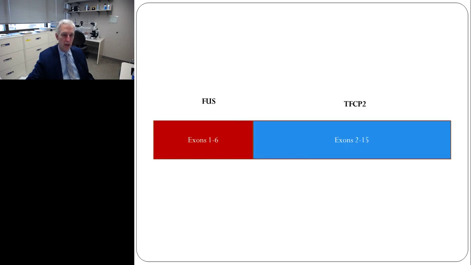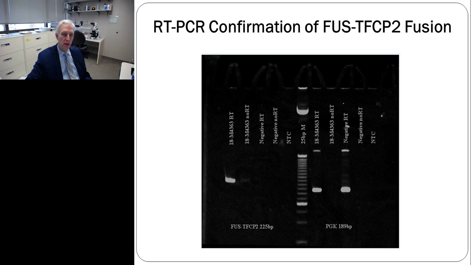And this is what it looked like. It was a fusion between an oncogene known as FUS and a transcription factor known as TFCP2. It joined exons 1 through 6 of FUS to exons 2 through 15 of TFCP2. This fusion had never been described before. FUS fusions had been described, but never with this gene. We confirmed the fusion by RT-PCR, shown off to the left as a band on the agarose gel.